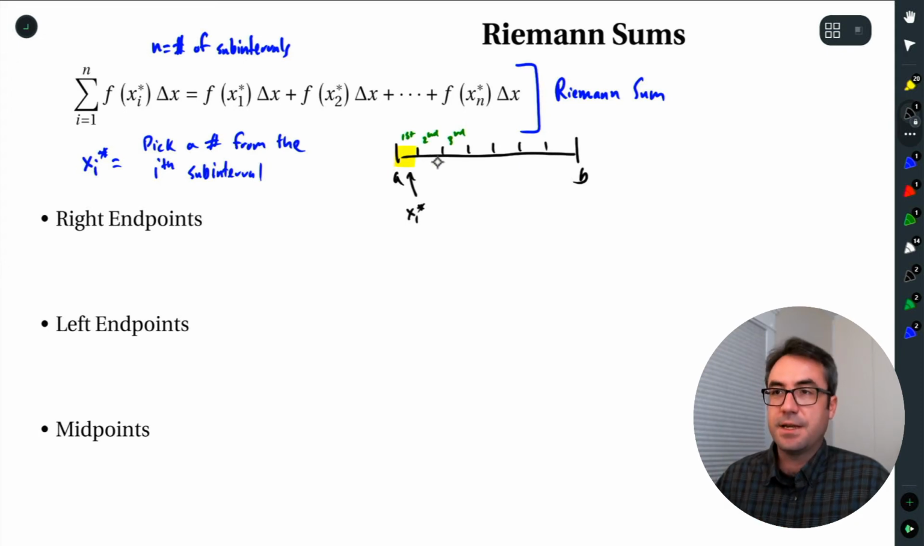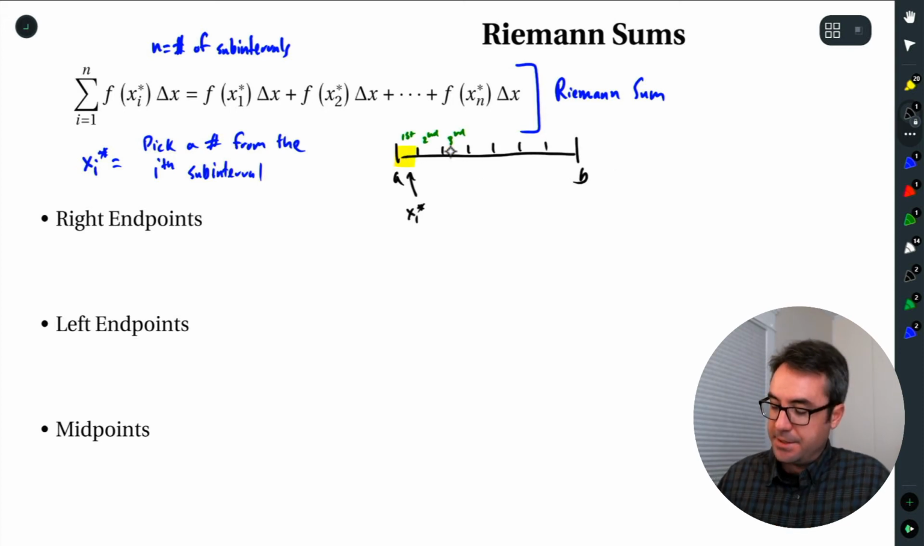Then we go on to our second subinterval. We pick a number from that one. We call it x2 star. And it could be anywhere inside that subinterval. Go to our third subinterval, pick another x value. We call that x3 star. So it could be anywhere in each of these individual subintervals.